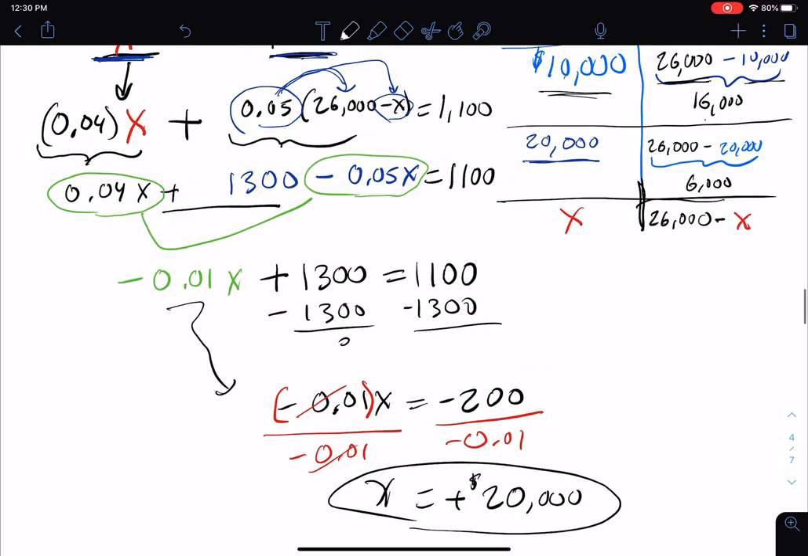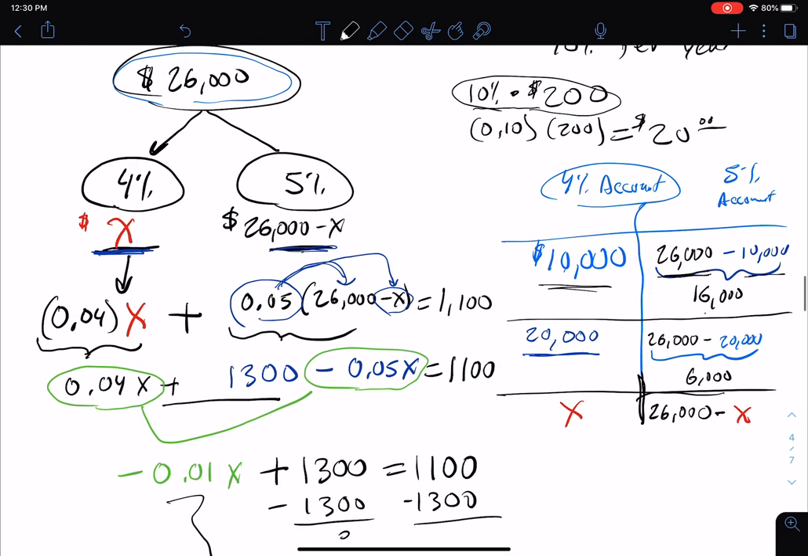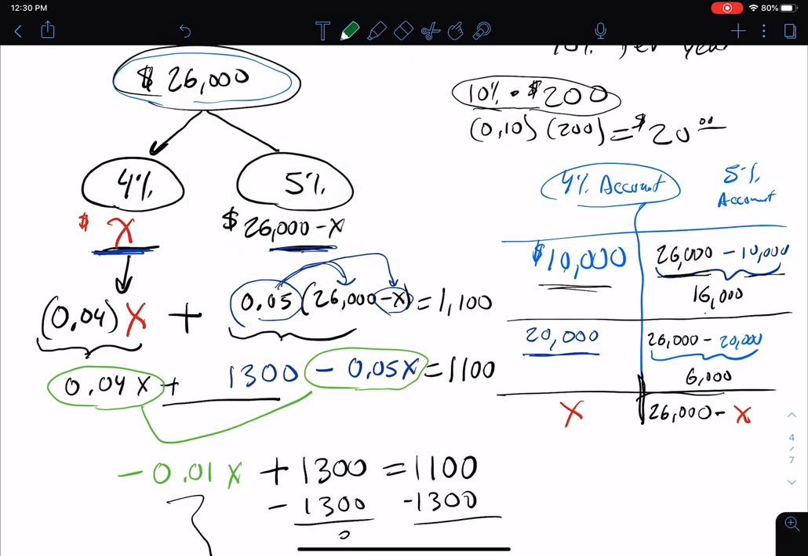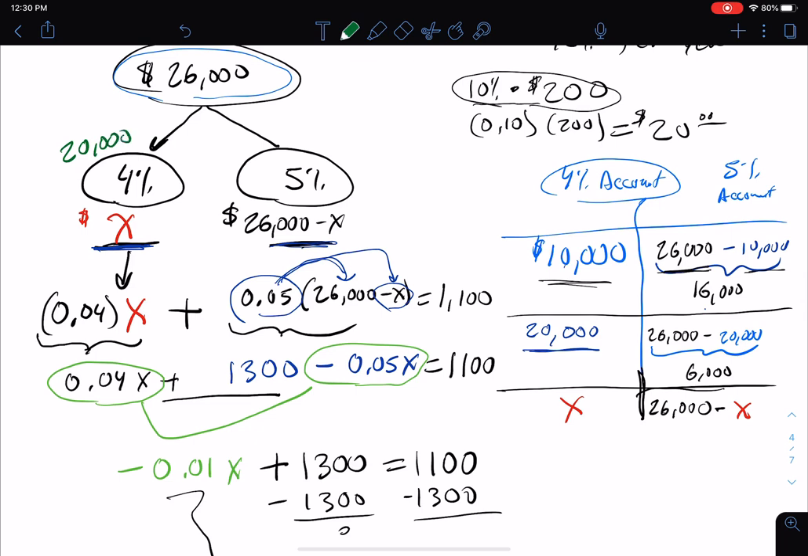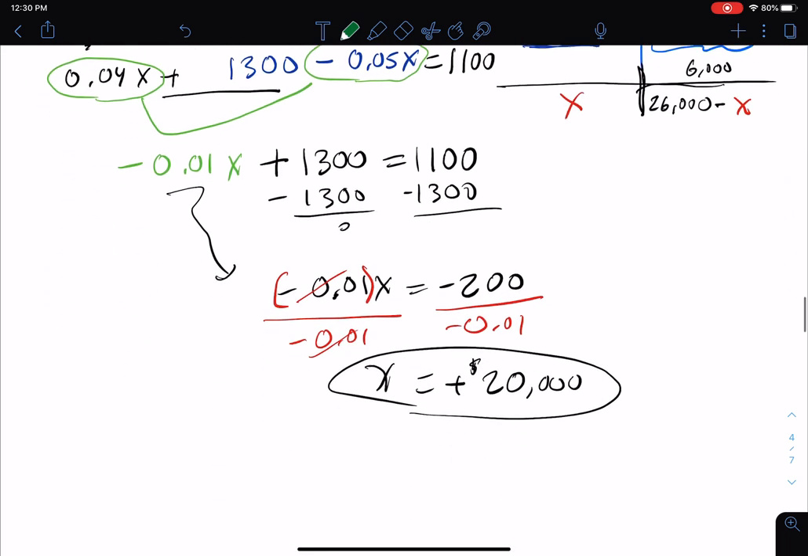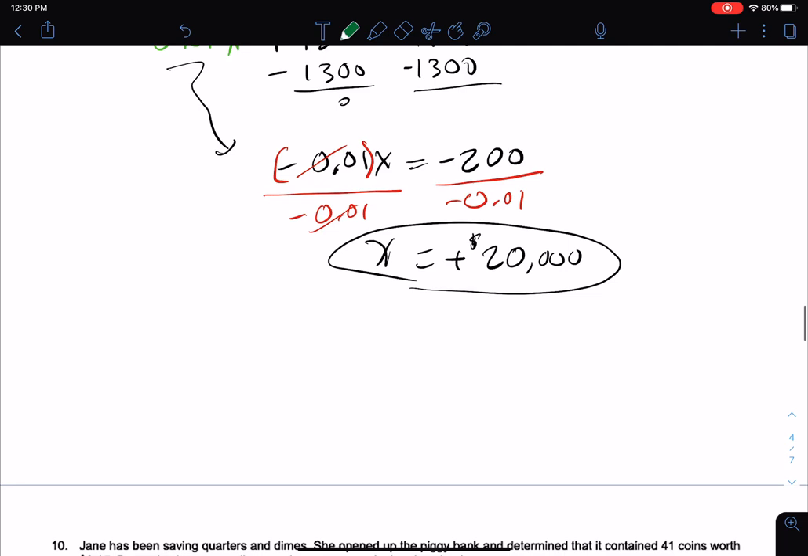Okay, so let's go back up here. If this account, and we just found out this account has $20,000 in it, then how much would be in this account of 5%? Well, it's going to be the original 26,000 minus 20,000, so that leaves us with 6,000 in this account. And so there's the answer. Let's go and write that out down here.